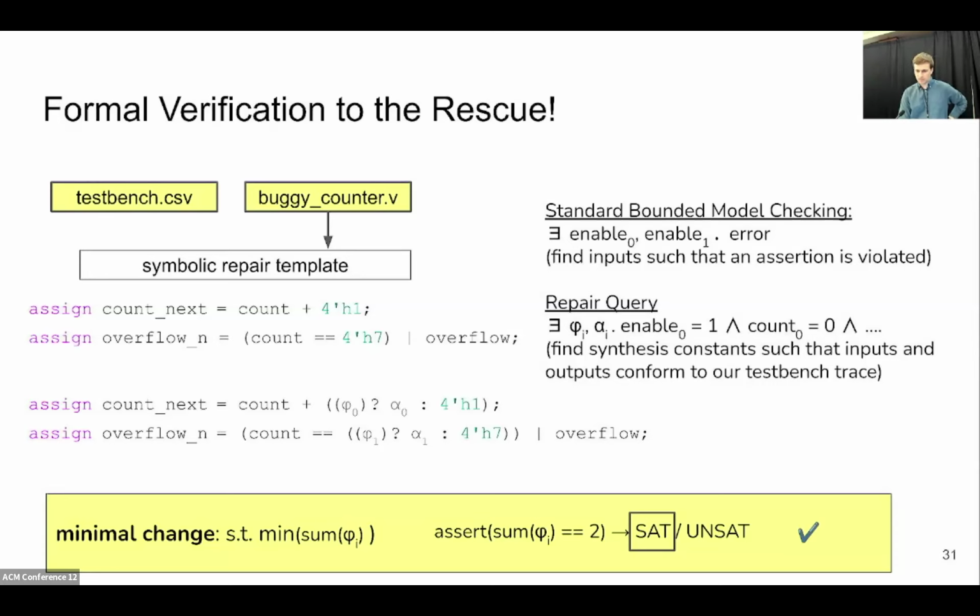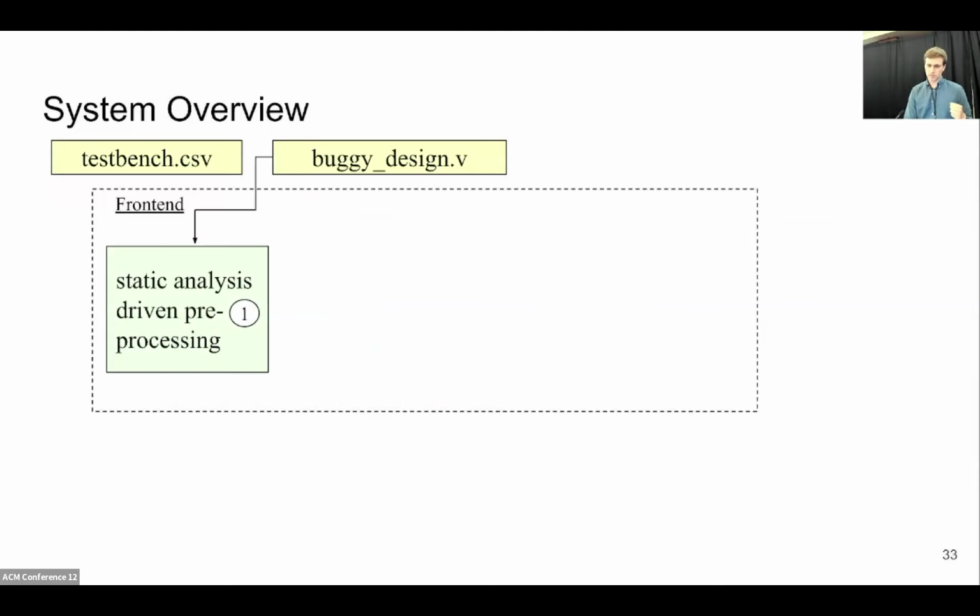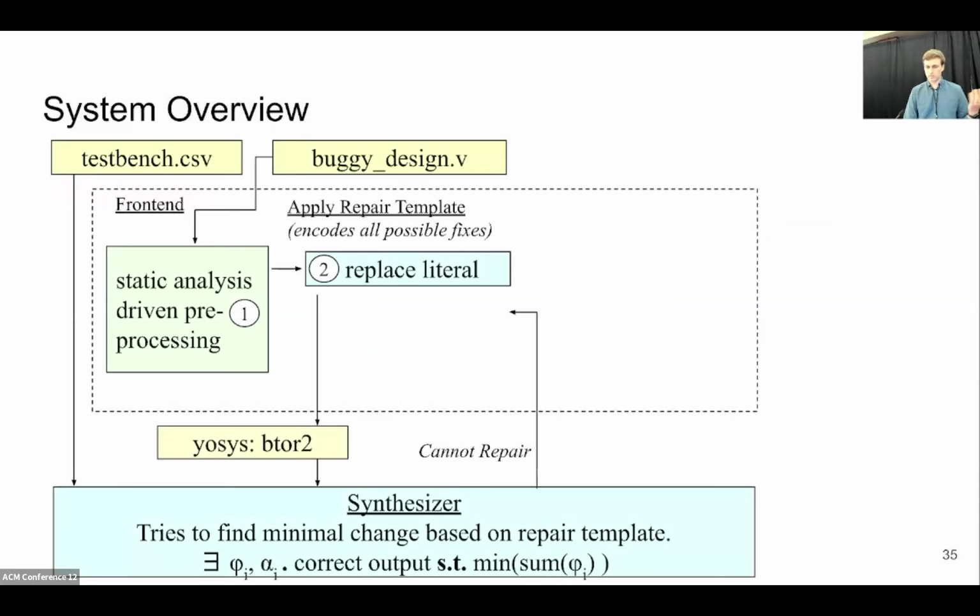So now that we have this algorithm, I just want to present to you how the whole system works. The whole system is really end-to-end. We ingest Verilog, we produce Verilog. So we take the buggy design, we do a little bit of pre-processing just to make sure that we can actually turn the system into something that our formal tool can analyze. Then we have a repair template that we apply. Then we use the open source Yosys tool to generate a formal description. And then we just run our synthesis engine that essentially implements the algorithm that I just showed you.